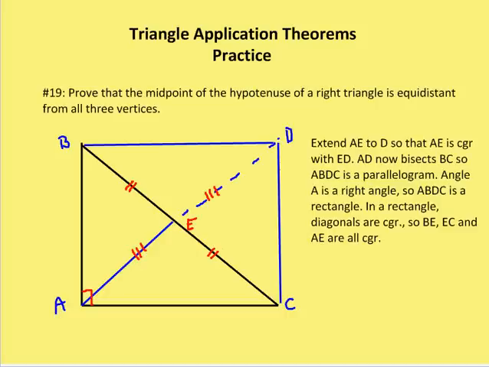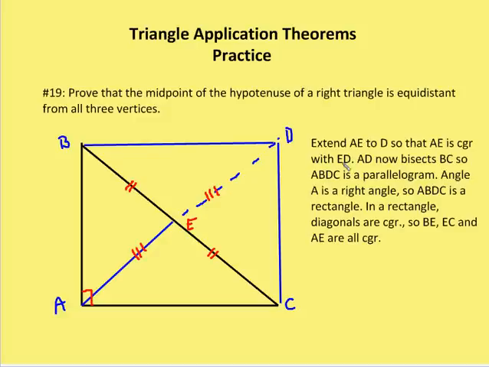So this is how we solve this particular problem. I labeled this point as D, but now I've relabeled it as E. What I'm going to do is extend AE through to D so that AE is congruent with ED. So now I have BE and EC congruent. I've drawn these two tick marks here.